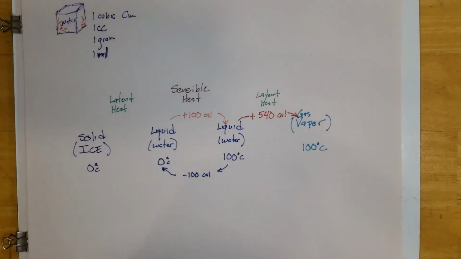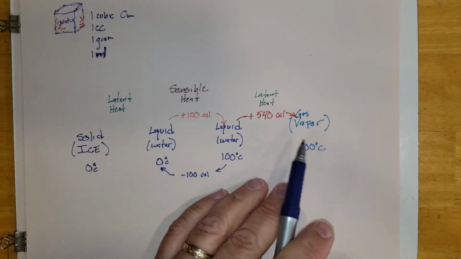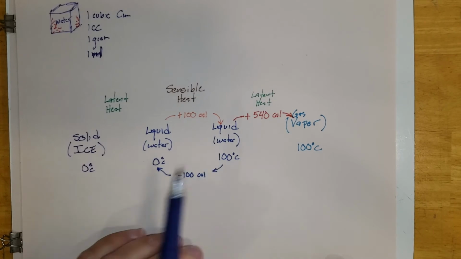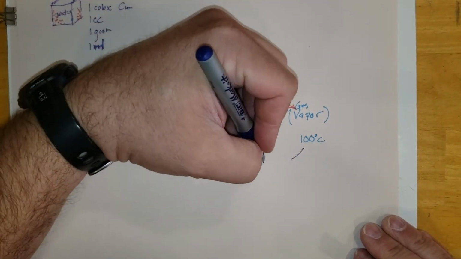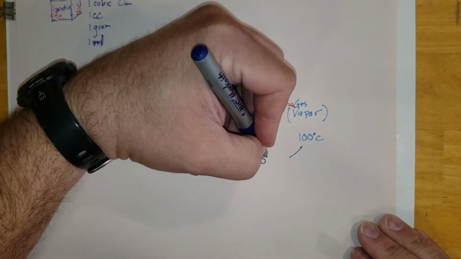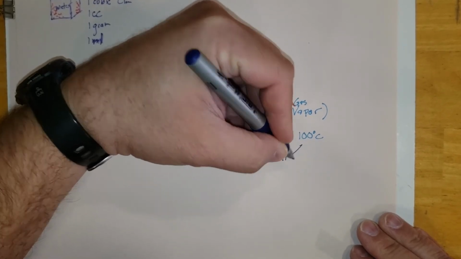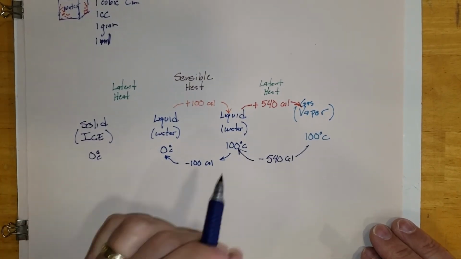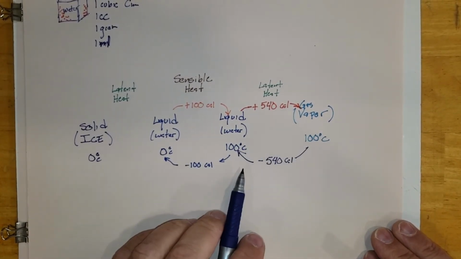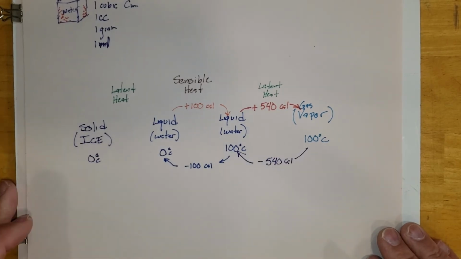Now, the other thing is, when water vapor goes back to water, it's releasing that 540 calories again. So we're going to go minus 540 calories for that process going the other way as well. So yes, for evaporation and condensation, we have 540 calories.